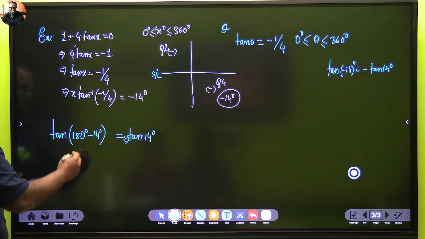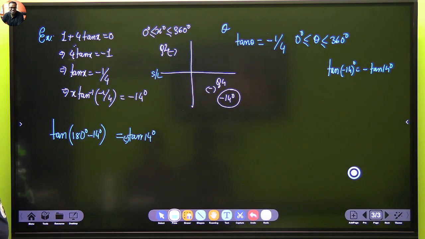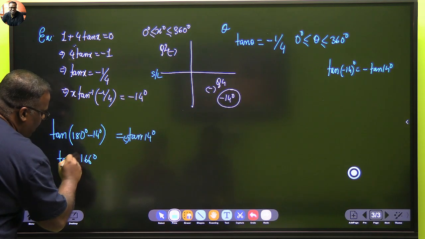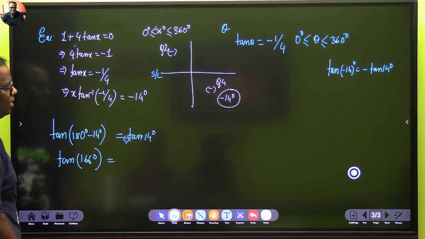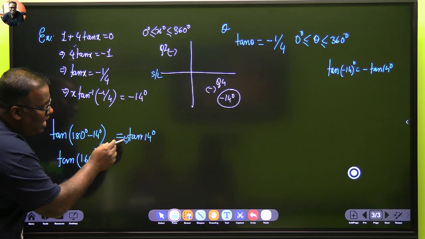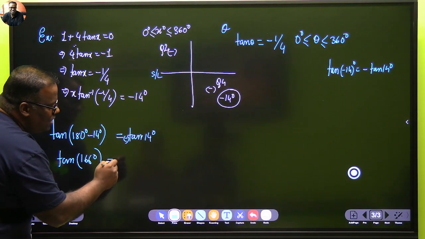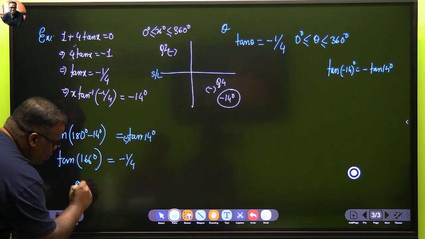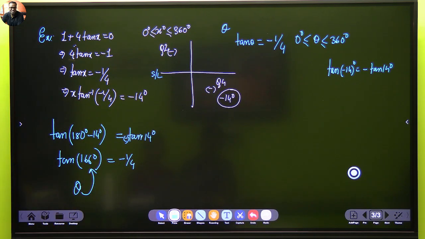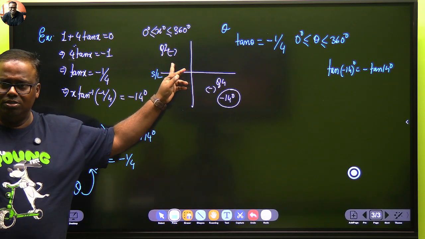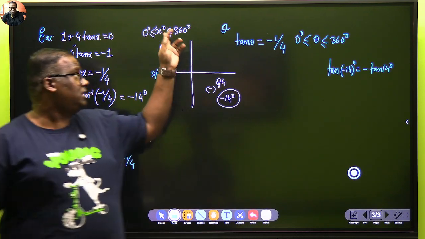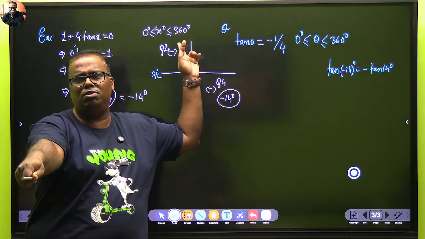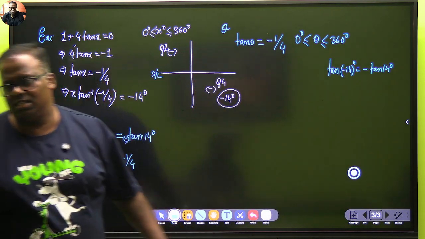Calculate this. How much is 180 minus 14? 166. That means tan 166 is such a value that it will give me a result equal to negative of tan 14, that means it should give me -1/4. So the theta that I was looking for is nothing but 166. Does 166 lie in Q2? Yes. Does 166 fit in this band? Yes. And is tan of 166 minus 1/4 or not? Just see, tan of 166.